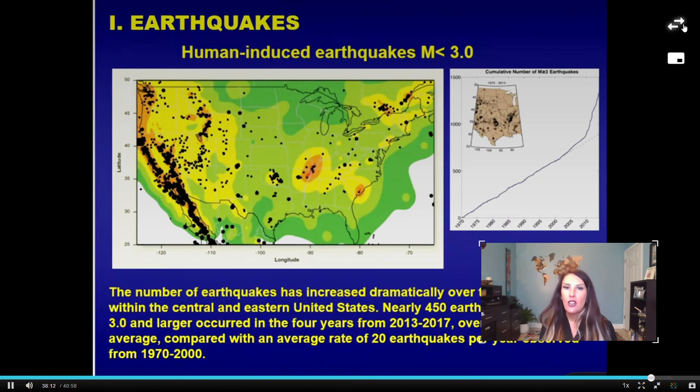In addition to natural earthquake events, the United States has also experienced human-induced earthquake events. I put this in the lecture mostly for my environmental science people, but because you are all citizen scientists, it's good to know that earthquake intensity and number has increased in areas where there is fracking going on.